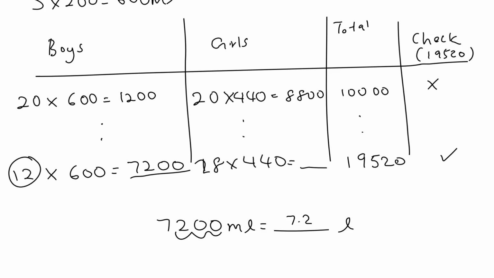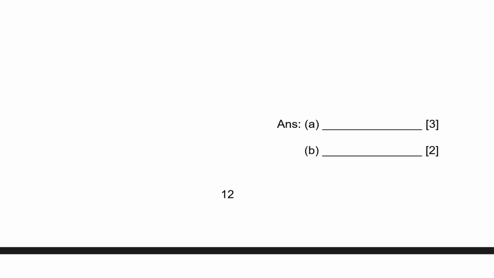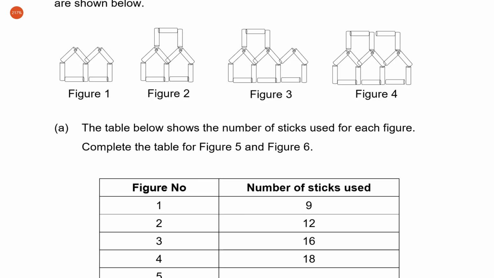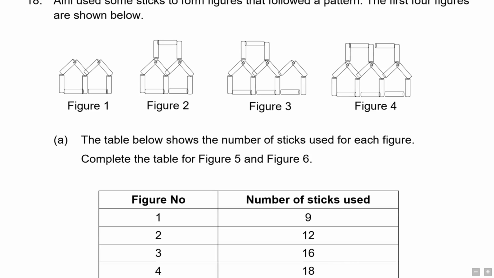And we move on to the last question, question 18, complete the tables. Now, let's take a look at the drawing first. What happens is that from figure 1 to figure 2, only 3 extra sticks were added. The 3 extra sticks came as a result of adding a rooftop, right? Now, if you want to extend from figure 2 to figure 3, you notice you have to add one more house. Adding one more house will be 1, 2, 3, and 4. So you notice the number jumps up by 4.